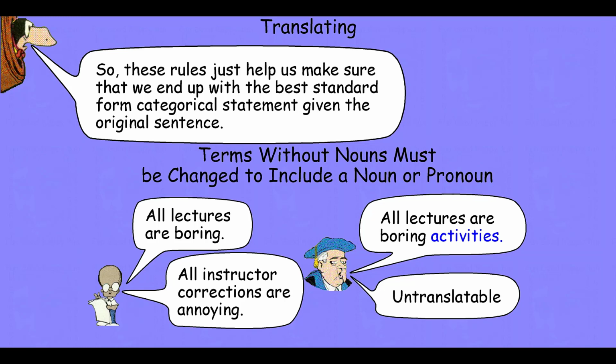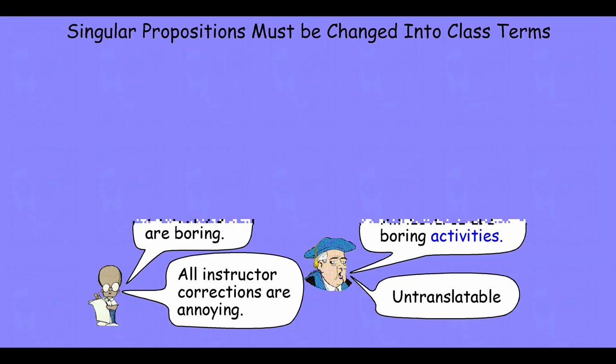And so to translate this sentence, we have to introduce a noun phrase. All instructor corrections are annoying, paternalistic infringements upon my intellectual freedom. Or maybe something more basic, like all instructor corrections are annoying corrections. In short, because my logic is a logic of categories or classes of things, I have to make sure that when I translate, all of my subject and predicate terms in fact pick out classes of things.